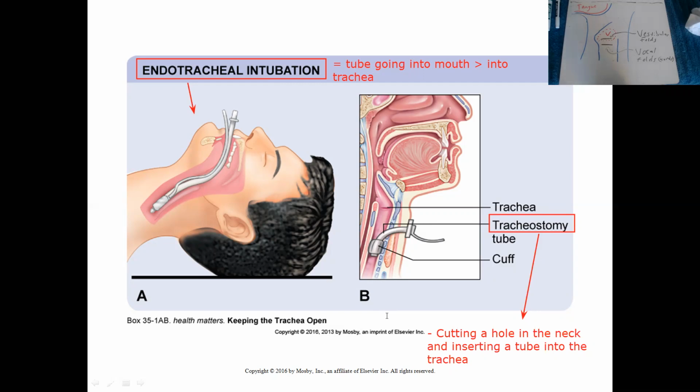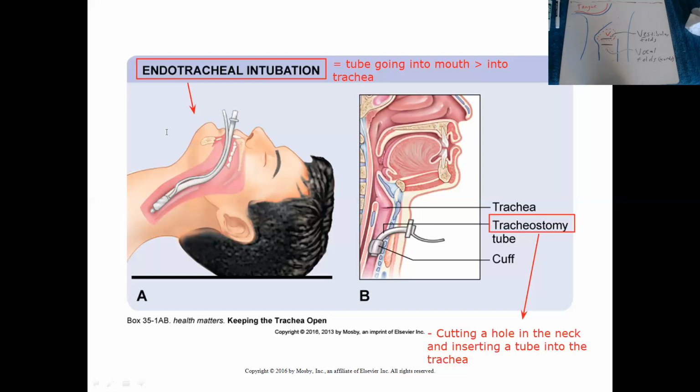And for these two procedures, they have pros and cons. For the endotracheal intubation, the pro is you don't need to cut anything, so less damage. The con is that if you've got the tube in your mouth, you can't eat or swallow. So you have to get nutrition through an IV.